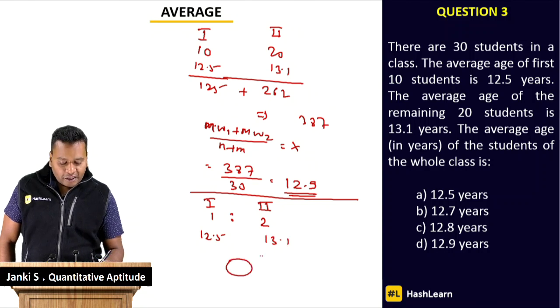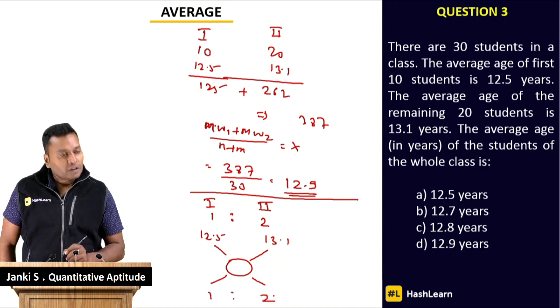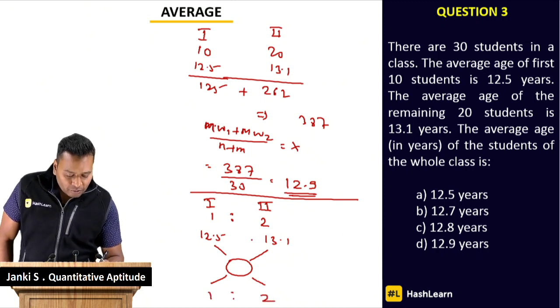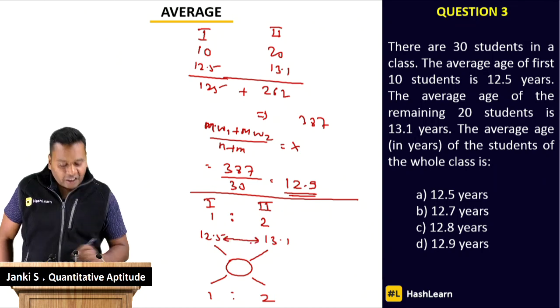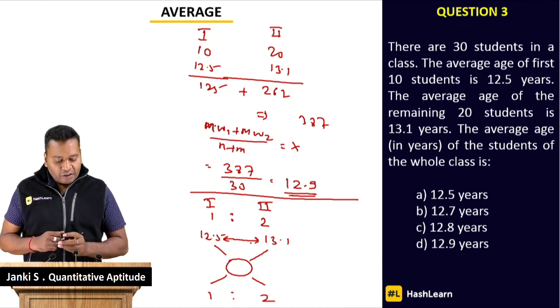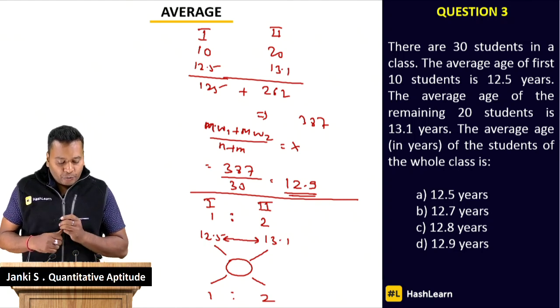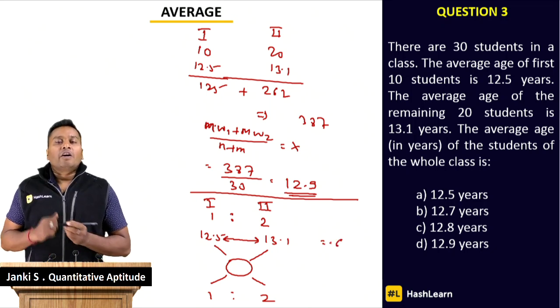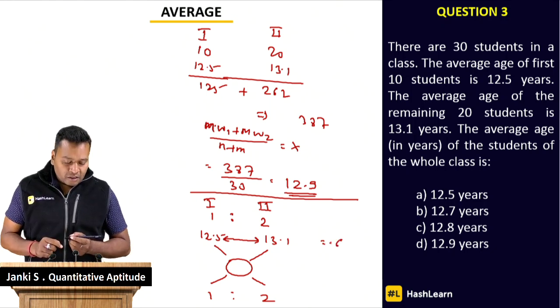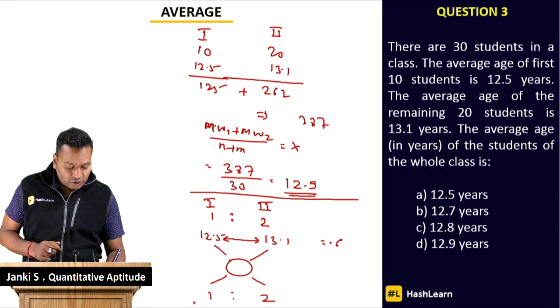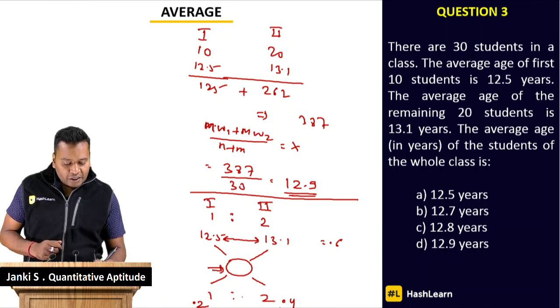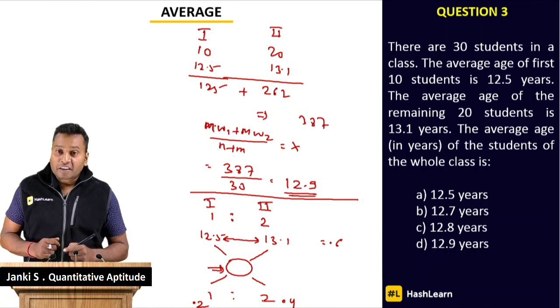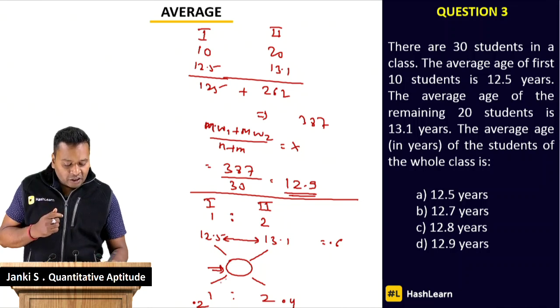I want a value here in such a format so that this difference and this difference should be in the ratio of 1:2. I'm talking about the difference between these 2 points, and I'm dividing it in 2 parts in the ratio of 1:2. So what is the difference between 12.5 and 13.1? The difference is nothing but 0.6. So now I have to divide 0.6 in 2 parts so that they are in the ratio of 1:2. That means 0.2 on this side and 0.4 on this side, where this value is lesser than 13.1 or greater than 12.5.